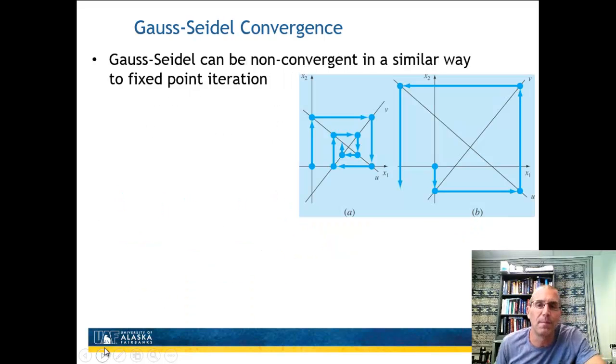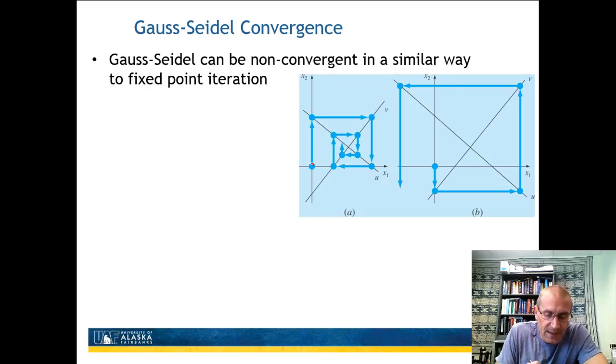Right, so I first want to mention convergence, and then we'll do an example. As often happens with iterative techniques, they can be non-convergent. Gauss-Seidel can be non-convergent, and it's similar to fixed point iteration. Remember, fixed point iteration was effectively what I'm doing with Gauss-Seidel, but for one or two equations.